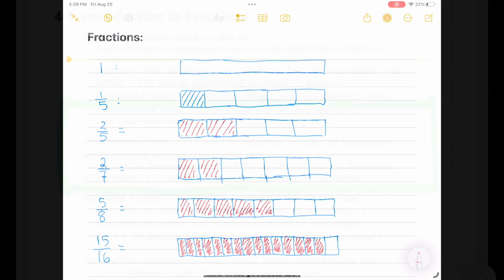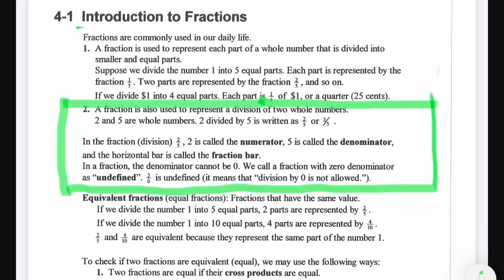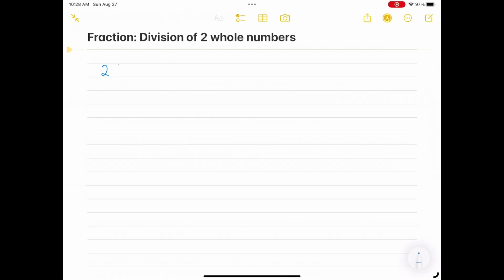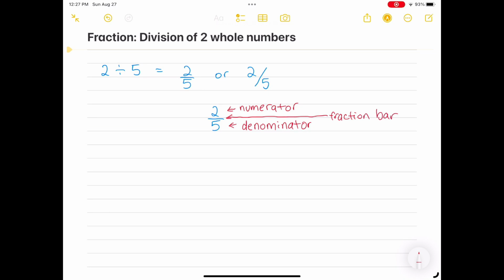A fraction is also used to represent a division of two whole numbers. 2 and 5 are whole numbers. 2 divided by 5 is written as 2/5, or 2/5 with a slanted fraction bar. And as mentioned earlier, the top number is the numerator and the bottom number is the denominator, and the bar in the middle is called the fraction bar.